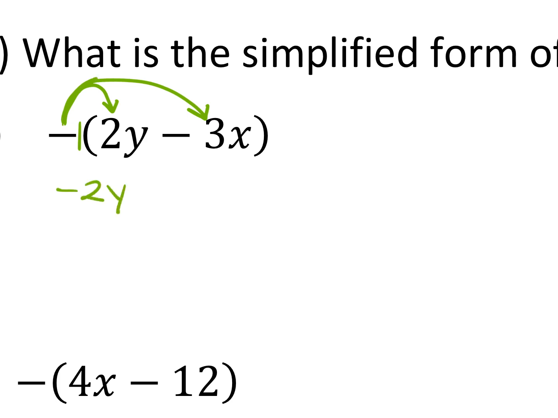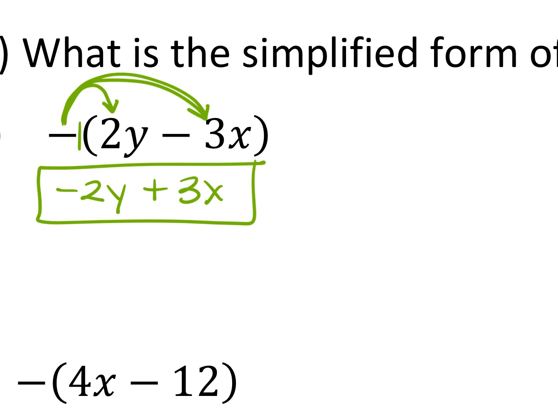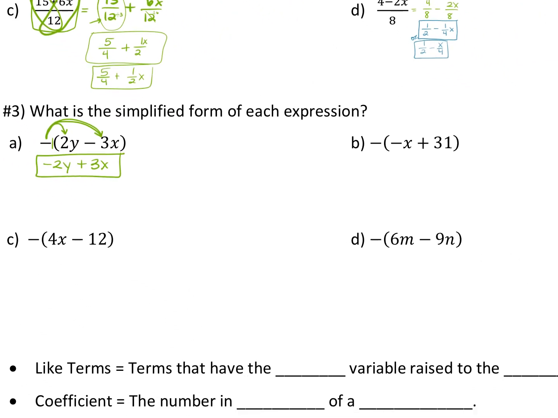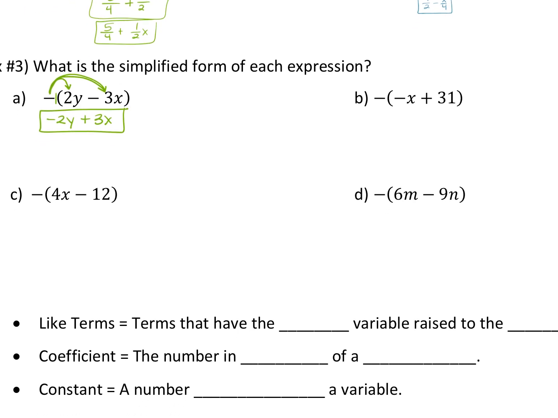-2y, and then a -1 and a -3x. You're multiplying 2 negatives. 2 negatives multiplied together become a positive 3x. So this is your simplified form: -2y plus 3x. Okay, so I want you to do B, and I want you to do C right now. No, B and D. Do B and D. Give it a go.